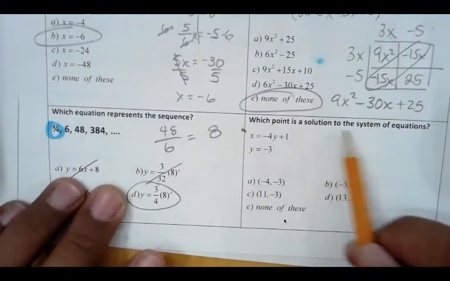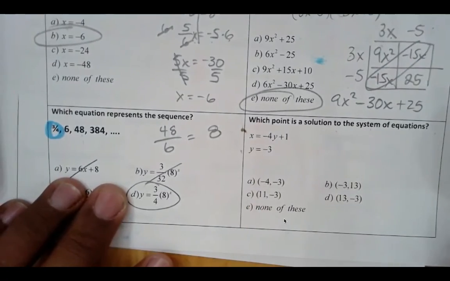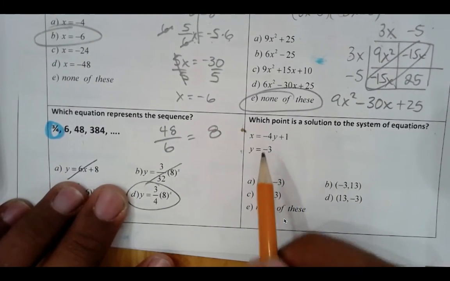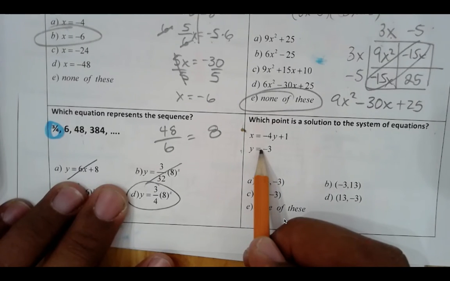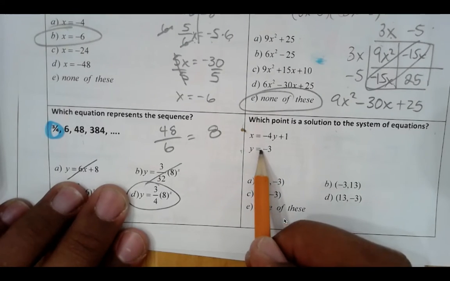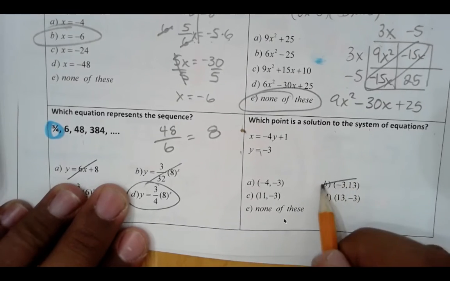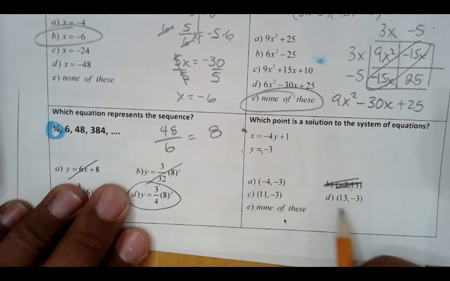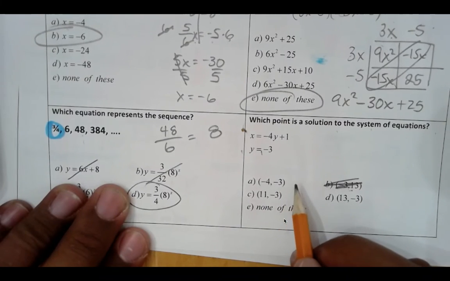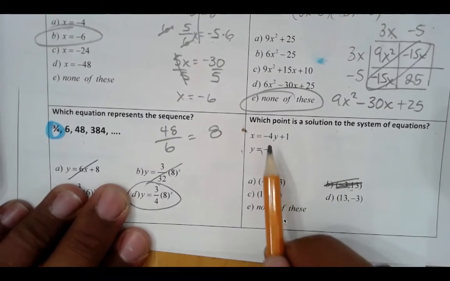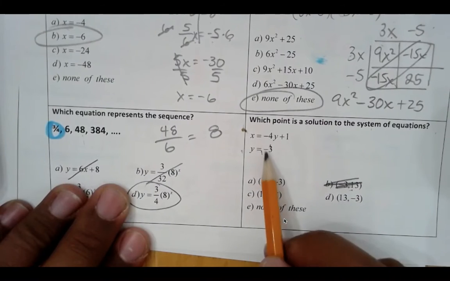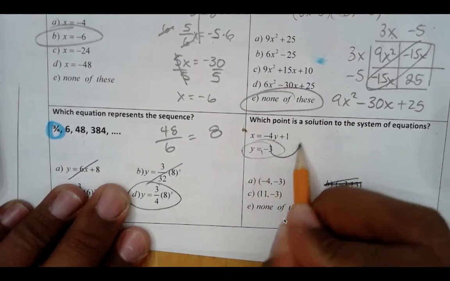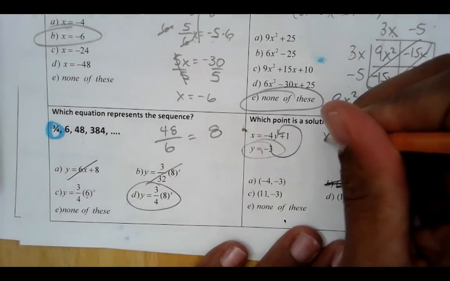Which point is a solution to the system of equations? All right, so what I notice is that the y value is negative 3. So I already know that it can't be this one because the y value is not negative 3. So it's going to be one of these three. So what I'm going to do is solve to find the x value. Since this is already by itself, I'm going to just go ahead and plug this into the y of the other equation.